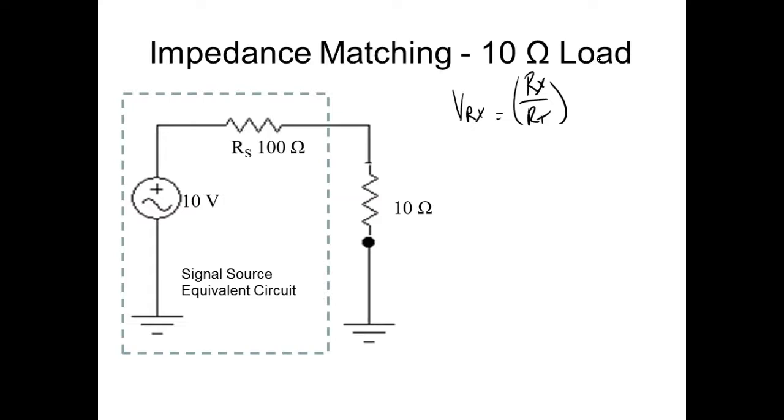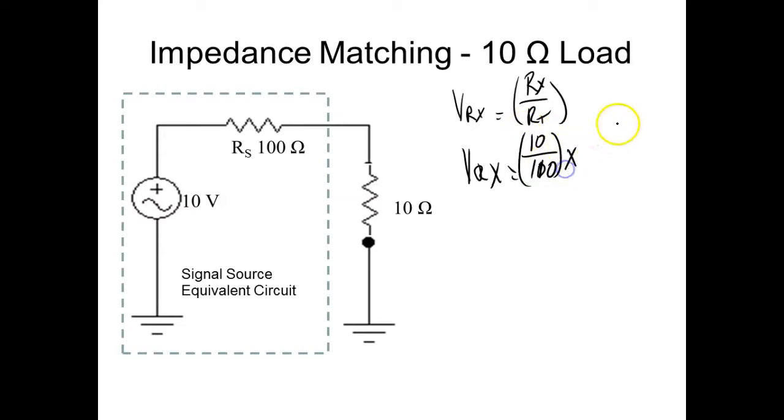So what are we trying to find out? We're trying to find it across the 10 ohm. And this is the beauty of this: most of the time you can calculate RT in your head. So I'm going to take 10 ohms and divide that by 110 ohms. Then that would give you the ratio of the voltage drop.